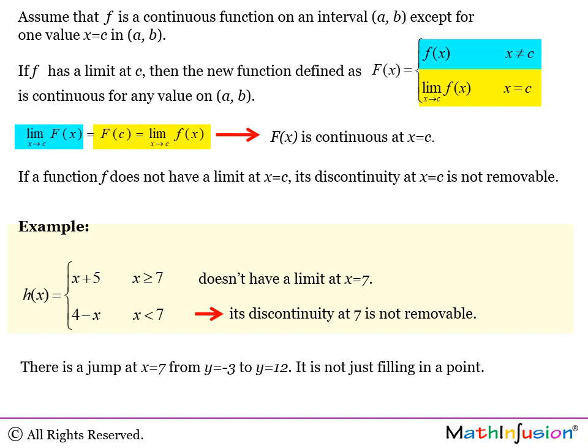This piecewise function is made of two pieces that each one of them is continuous as a polynomial. But let's see what happens at x equals 7. It does not have a limit. Because there is no limit, there is no way to fix this one to be continuous. There is actually a pretty big jump. So it's more than just filling a point, it is impossible to remove this discontinuity, and it's going to be forever discontinuous at that point.